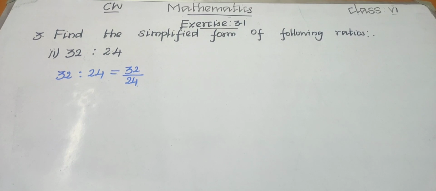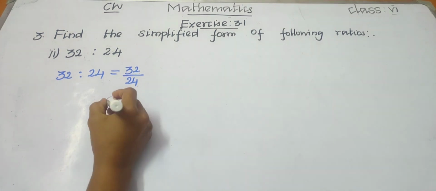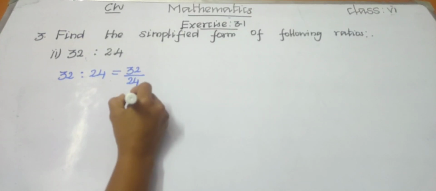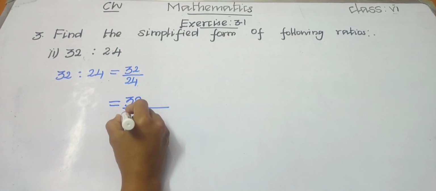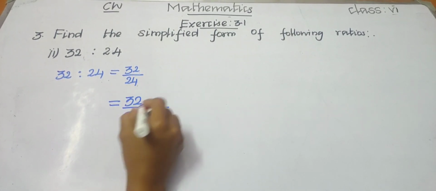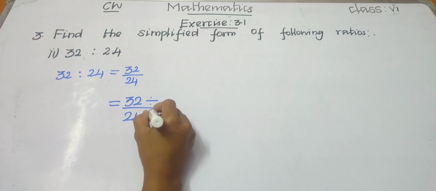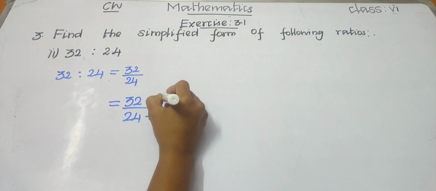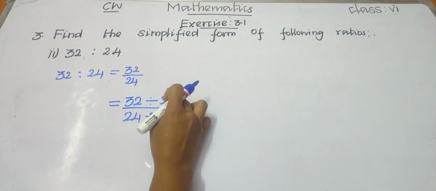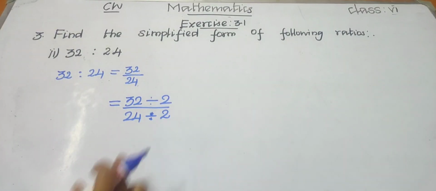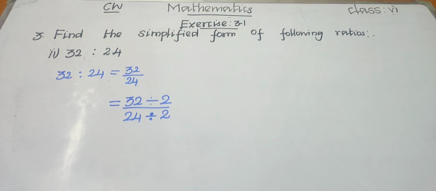So we are going to divide 2 in the numerator as well as in the denominator. Okay, children? So now we are going to divide. So 32 upon 24, 32 by 24 divided by 2 and 2. We need to divide 2 in the numerator as well as in the denominator. Okay, children? Now can we divide?